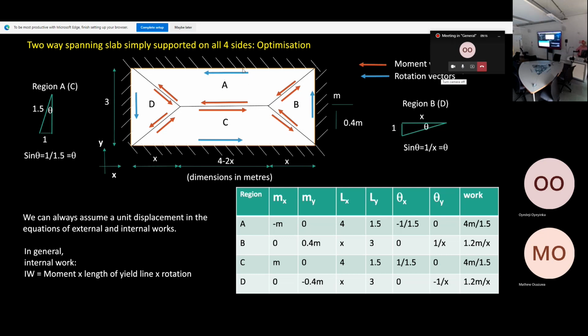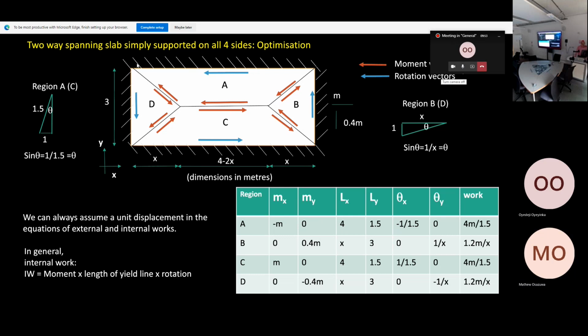Then for the rotations, this is the vector rotation. The region A rotates about this axis here, this edge, this side if you want. This is the axis of rotation. So therefore, the vector rotation about the x-axis is minus, because it's opposite the direction.